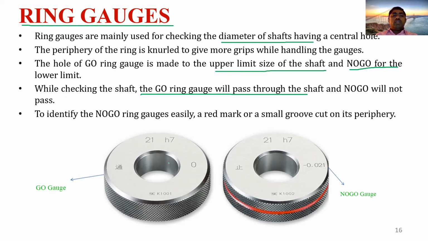To identify the no go gauge and go gauge, for the no go gauge, there is a red mark slot cut over the periphery of the gauge.